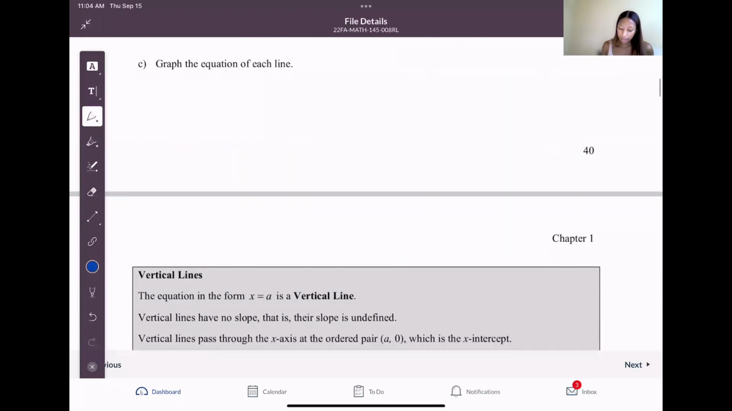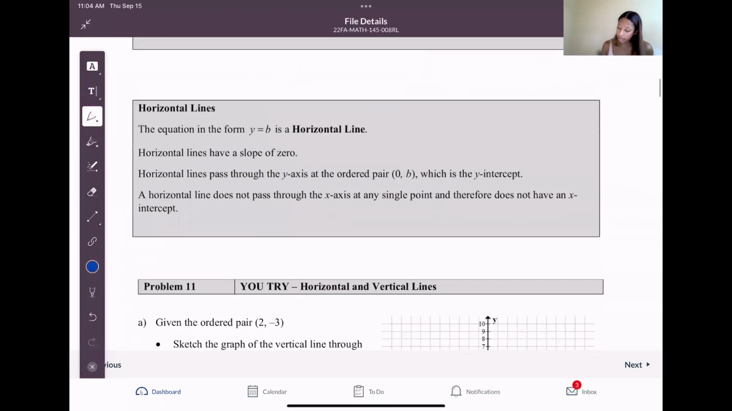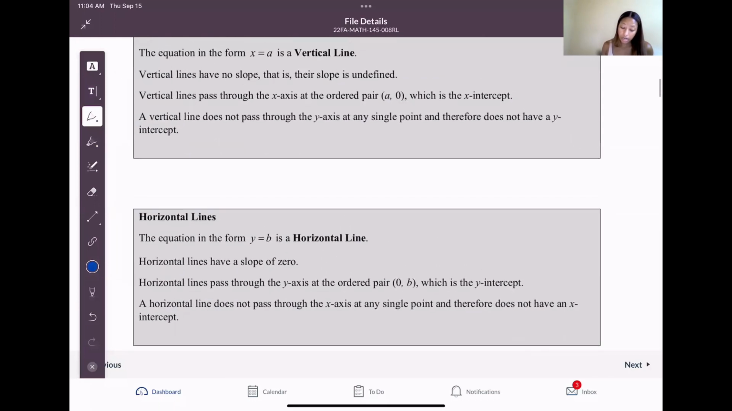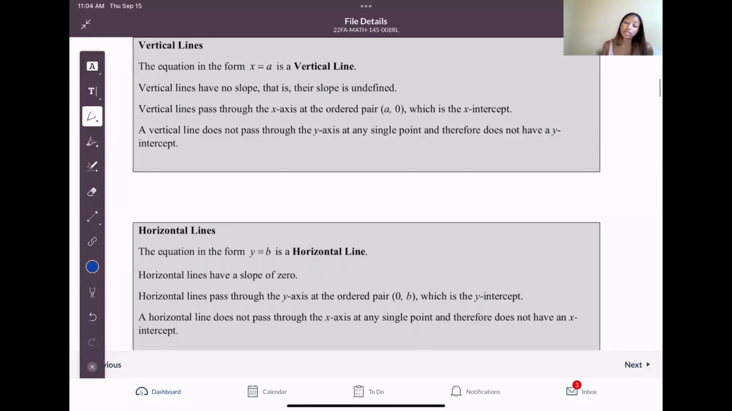And in the next couple of boxes, this is on page 41, we get a nice summary of horizontal and vertical lines. x equals a is a vertical line, slope is undefined, (a, 0) is the x-intercept. y equals b is a horizontal line, slope is 0, (0, b) is the y-intercept, and it doesn't cross the x-axis, so there's no x-intercept.